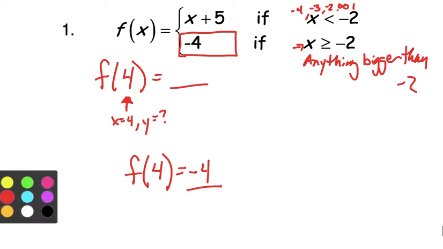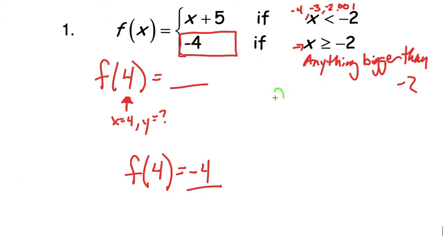But what if I asked you to find a different answer? What if I instead asked for f of -7? Again, they're telling us x is -7. What's y? If I look at my functions, this is for anything bigger than -2, and this is for anything smaller. So we're going to be using our top function in this case, meaning our number plus 5.